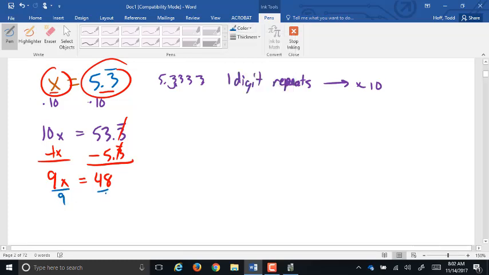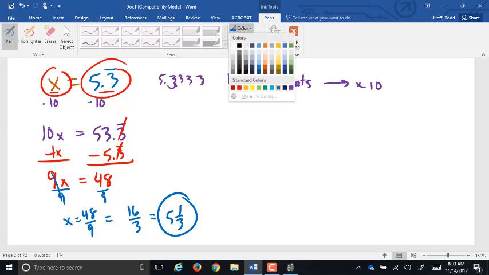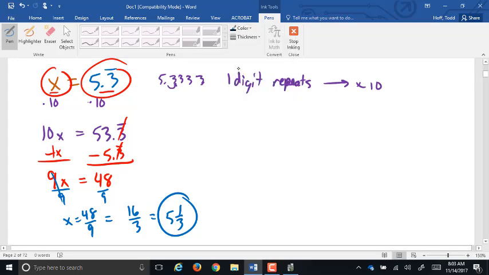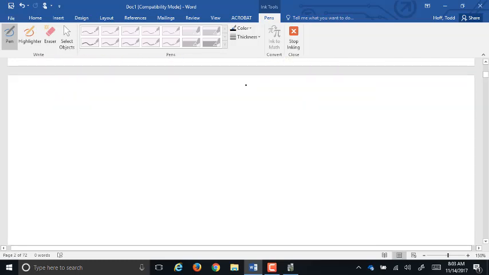So I'm going to divide by 9. X equals 48 over 9. Both of those can divide by 3, so that's 16 over 3, so that's 5 1/3. So 5.33333333 is 5 1/3. Now most of you knew that 3 repeating was 1/3, right? Give me any 2 random digits. 27. So we're going to go 0.27 repeating. X equals 0.27 repeating.